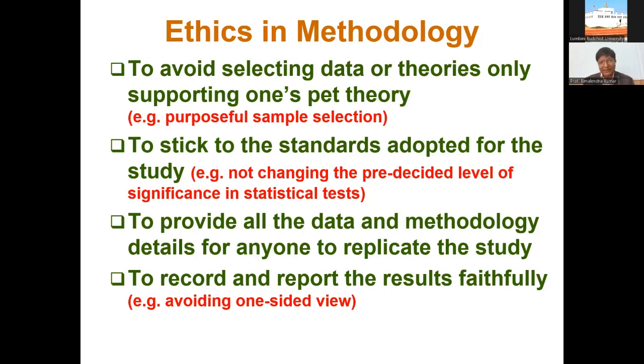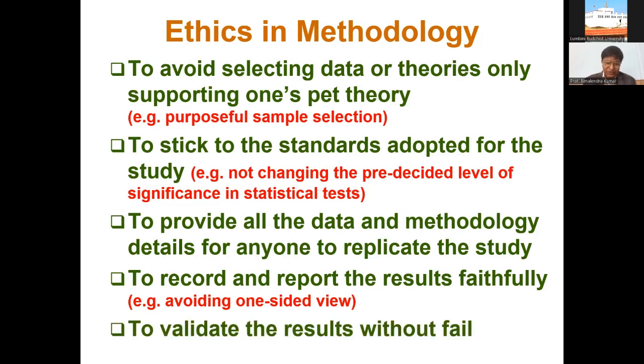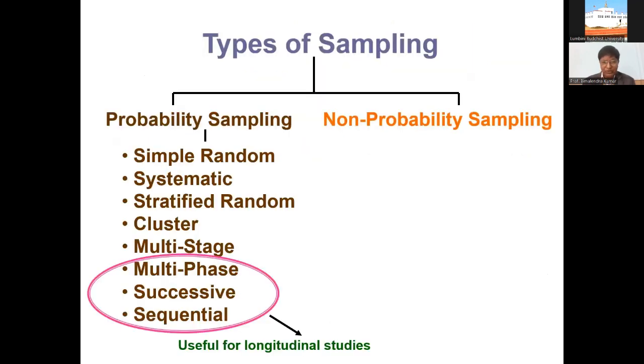If there are other views also related with your objectives, you can also put them in that research methodology. It must be clear also to validate the results without fail. Without any fail, you have to test the validity of the research methodology in the last also. There are types of sampling also, as for example, how the ethics are being validated or tested.